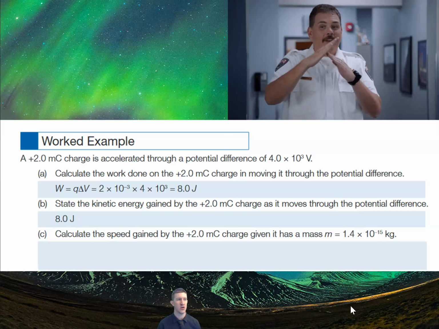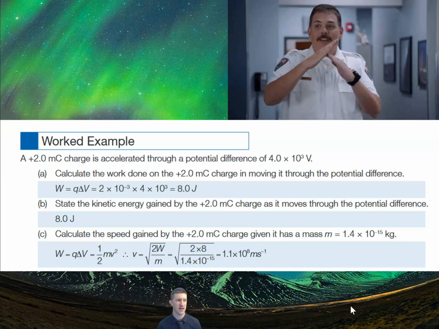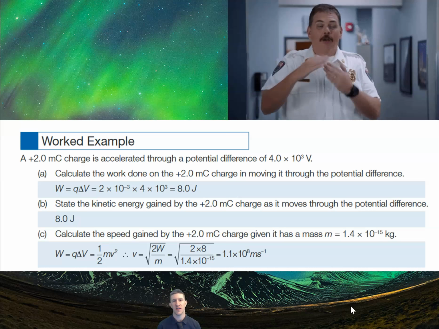So anytime that you know the work done and you want to know the kinetic energy, they're just equal to each other. Now if I want the speed, I need the kinetic energy formula. And in this case, they give you the mass of the object. So I know everything except the velocity, and velocity is what I want to find. So I plug in my values. The work is Q delta V, which is half mv squared. Rearrange for velocity and I get 1.1 times 10 to the 8 meters per second.